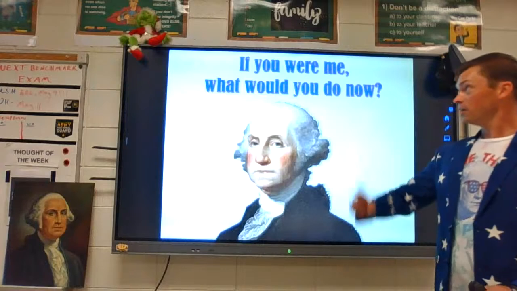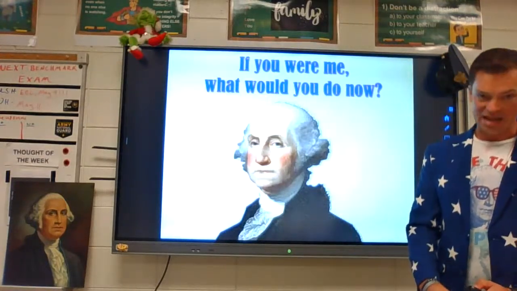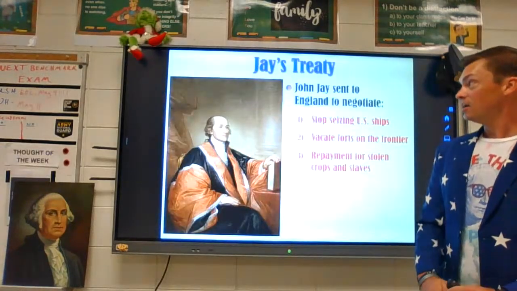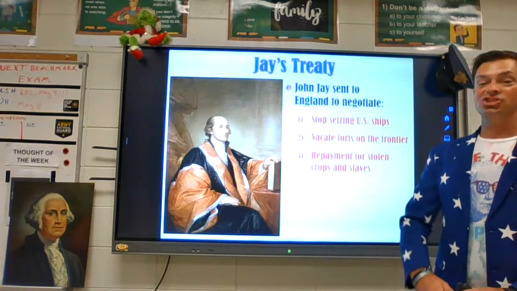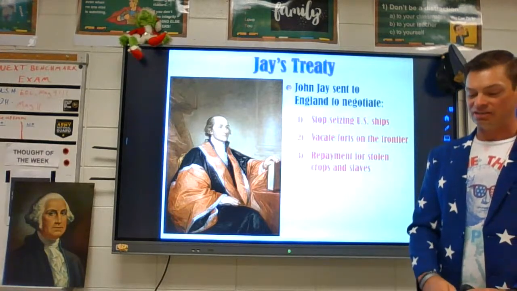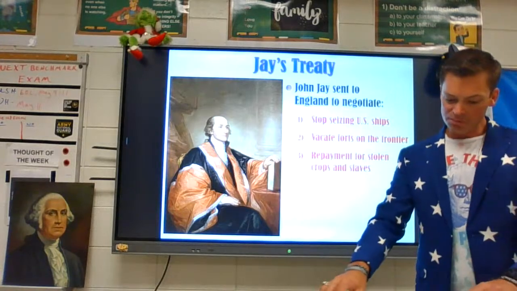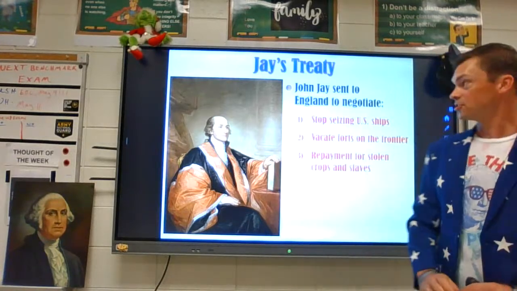Question for you. If you were George Washington at this time, what would you do now? Well, I'll just tell you what he did. George Washington sends John Jay to England to negotiate what will become known as Jay's Treaty. This is in your notes, so be sure you go ahead and write down all that's on the screen here.